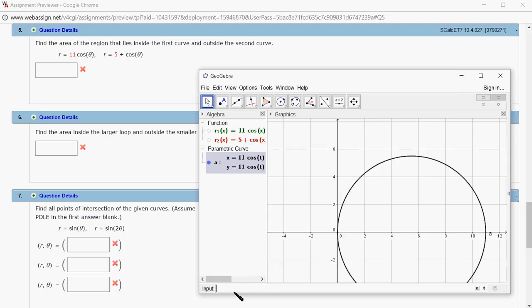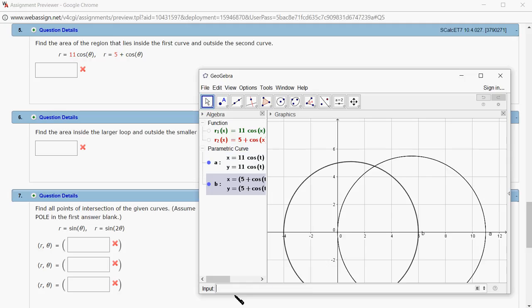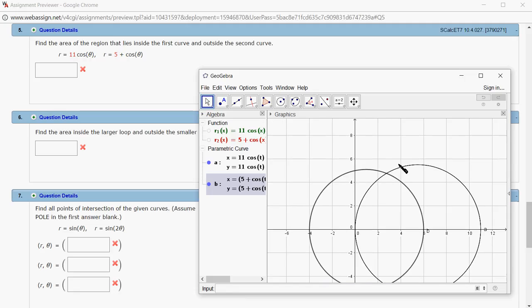Then I'm going to do the second curve. So curve. Now we're going to use R2 of t cosine of t, then R2 of t sine of t, and 0 to 2 pi. So we have that. We have a couple of circles, it looks like, and we want to find the region between those two. So inside the first curve and outside the second curve.